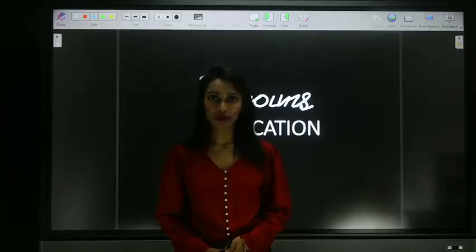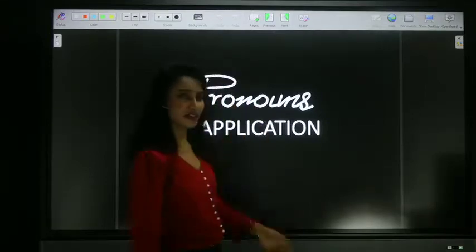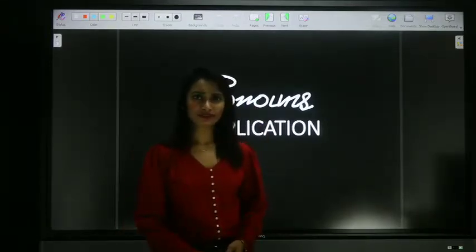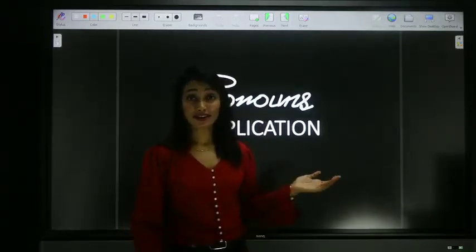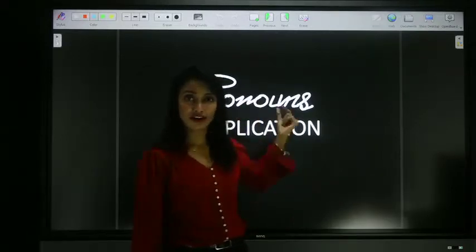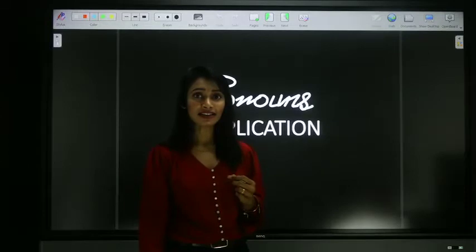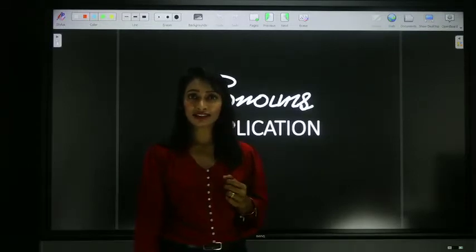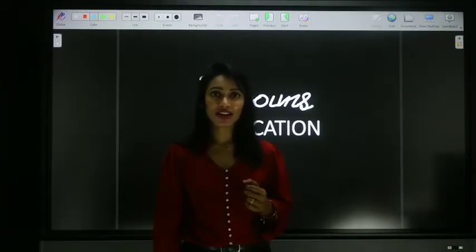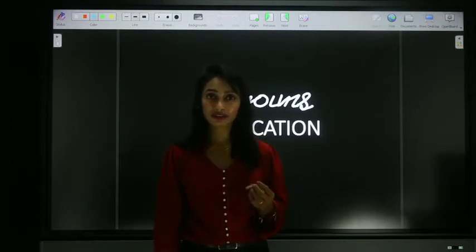Application part of pronouns. In our last session, we discussed pronouns. So what do you mean by pronoun? A pronoun is a word which is used for a noun. Why use it? In order to avoid the repetition of the noun, we use a pronoun.